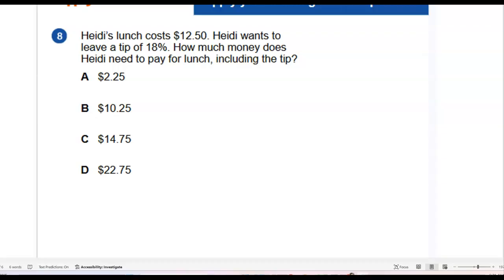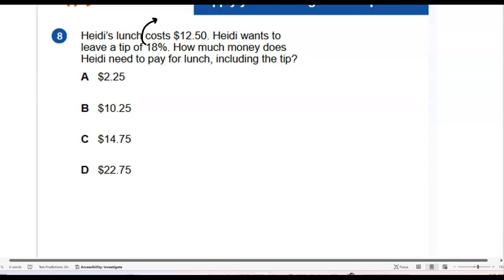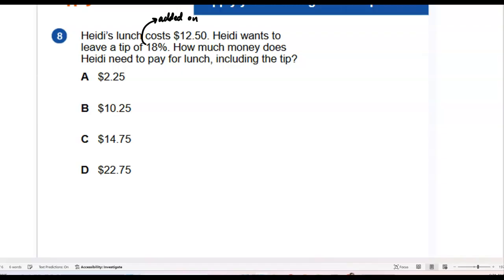Heidi's lunch costs $12.50. She wants to leave a tip of 18%. That tip is extra money that you say, hey, thanks for the wonderful meal and the service. So it's going to be added on to 100% of the price. How much money does Heidi need to pay for the lunch, including the tip? So we know she's going to pay the $12.50 no matter what. So that's definitely out. That's definitely out. So it's down to C and D.